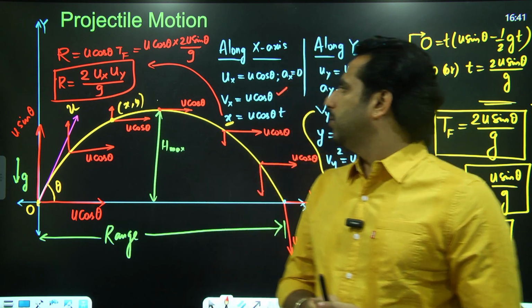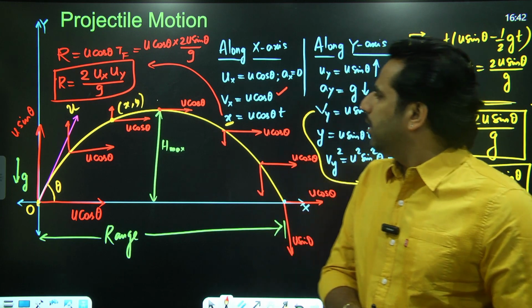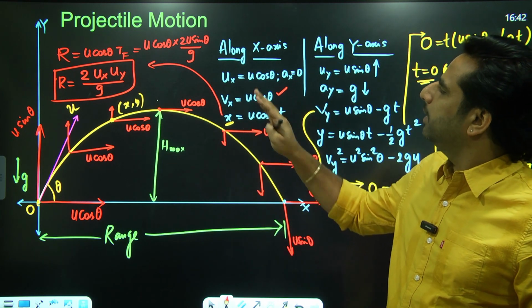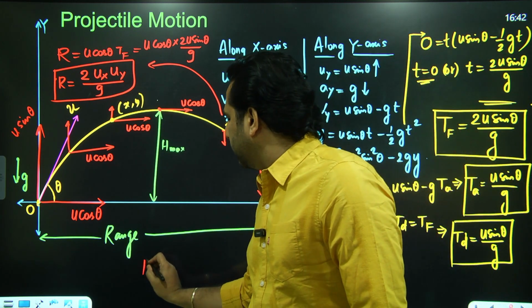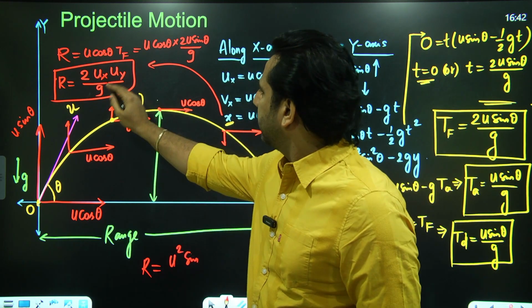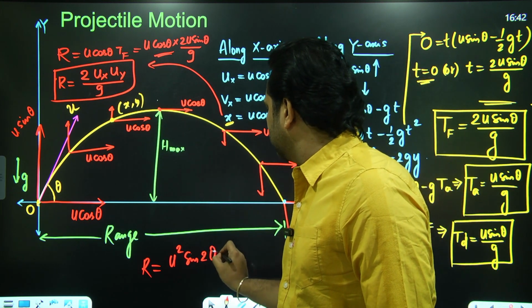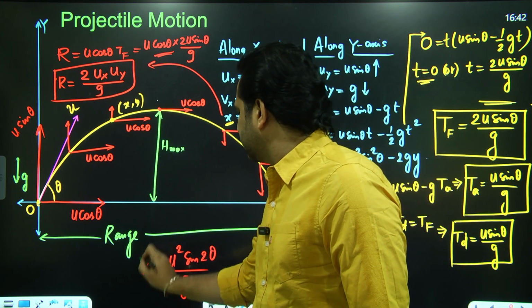2 into ux uy by g, or you can use u cos theta into time of flight, or you can also express range as u square sine 2 theta by g. Another way of expressing range is u square 2 sine theta cos theta by g. So from this, 2 sine theta cos theta is sine 2 theta. This is range.